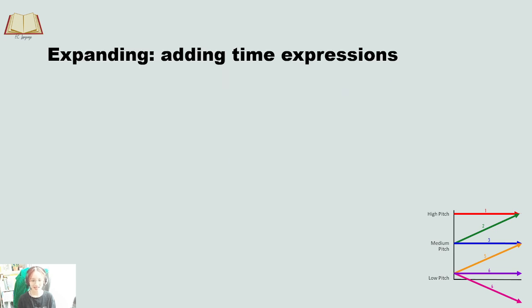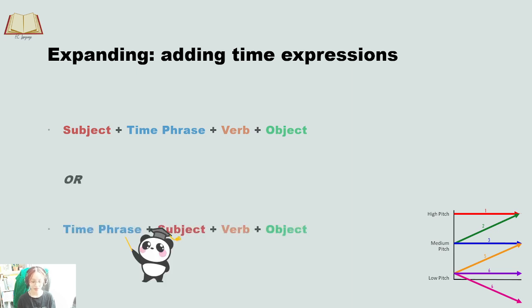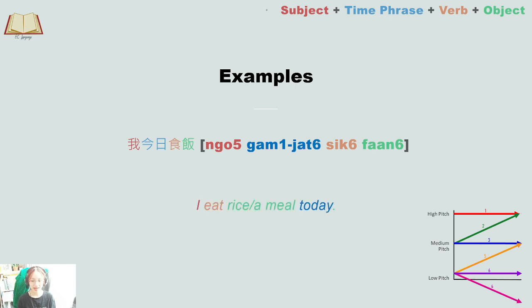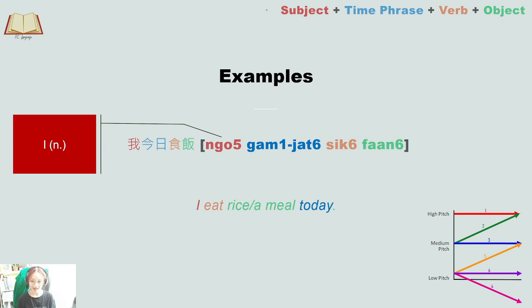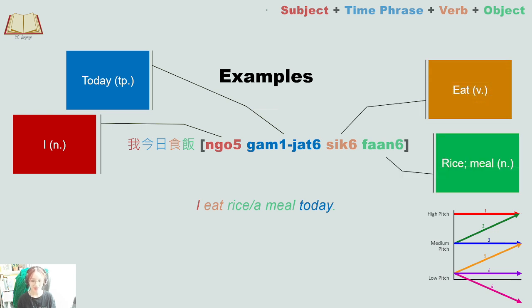You can expand a sentence by adding time expressions. This usually goes after your subject, but it can also go before your subject. Here is an example of it going after the subject. 我今日食飯. I eat rice or a meal today. 我 means I. 今日 is your time expression or time phrase, meaning today. 食 means to eat. 飯 is your rice or meal.